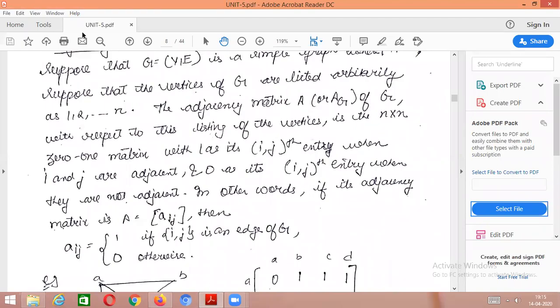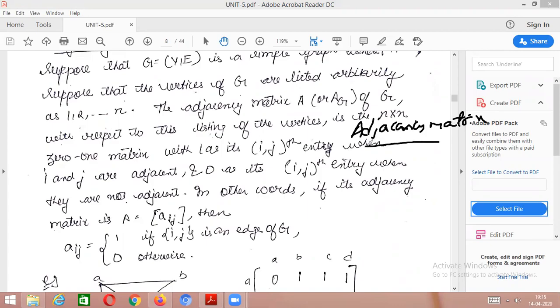Next is about the adjacency matrix. So what does adjacency matrix mean? An adjacency matrix is a matrix with respect to vertices to vertices. You can simply call it a matrix with respect to vertices to vertices.